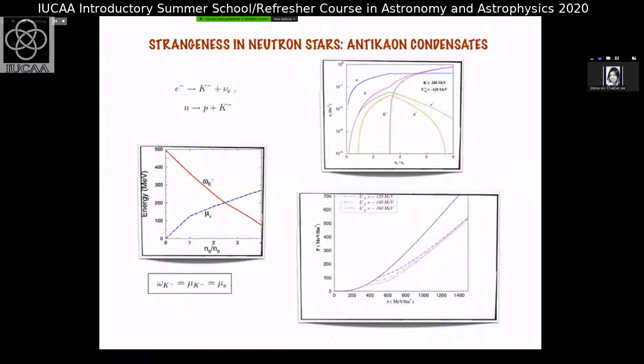Then they appear as shown in the strangeness fraction plot on the top right corner. You see that neutrons and protons actually start to populate the kaons at higher densities, and then the electron and muon numbers start to go down. And again, depending on the kaon optical potential, you can have different slopes of the equation of state. You see that in any case, kaons appearing give rise to softening of the equation of state.